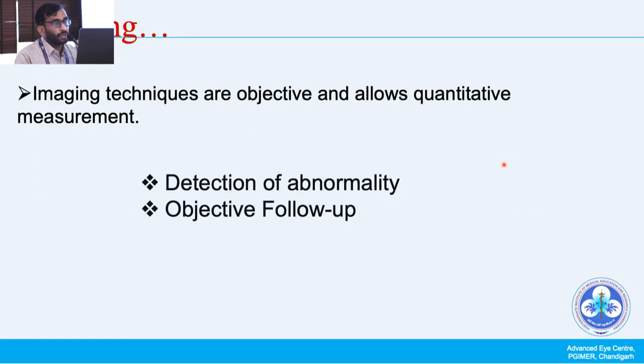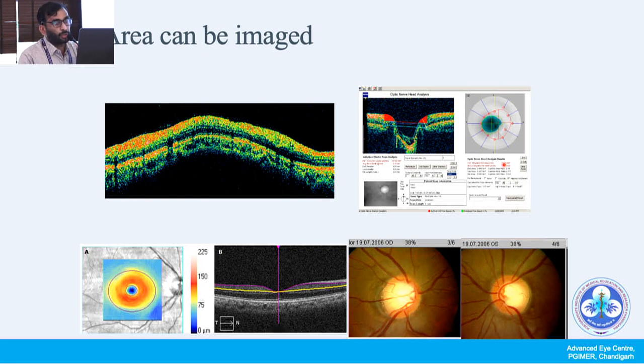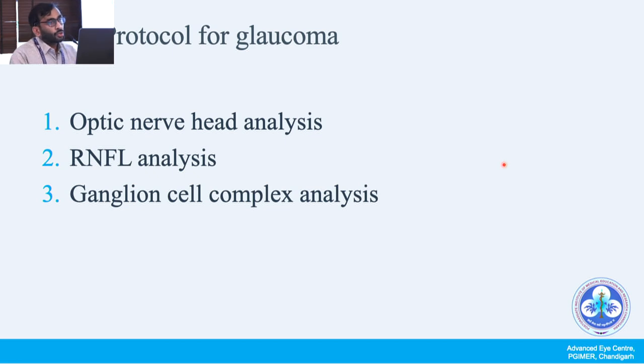So imaging, he already brushed up on it, can detect abnormality, and it is also objective. It will be useful for objective follow-up also. For the eye, it can be anterior segment imaging or posterior segment imaging. For the posterior segment, we have retinal scans, optic nerve head scans, RNFL scans, and the macular GCC scans. So the protocols for glaucoma are mainly optic nerve head analysis, RNFL analysis, and GCC analysis.